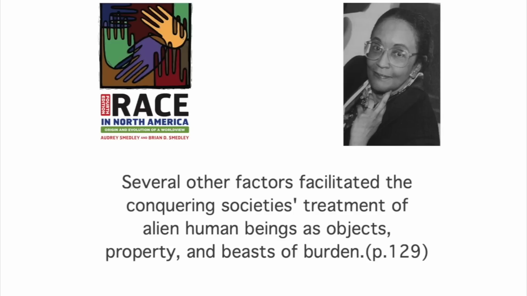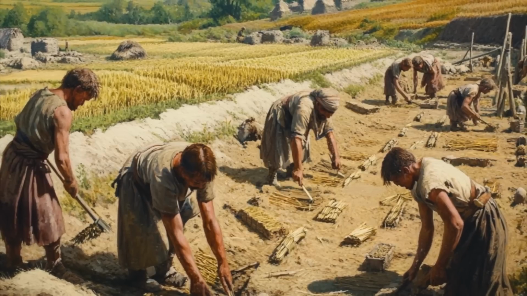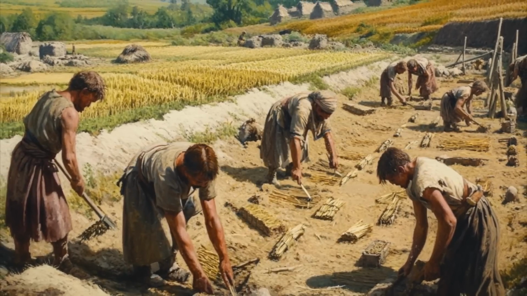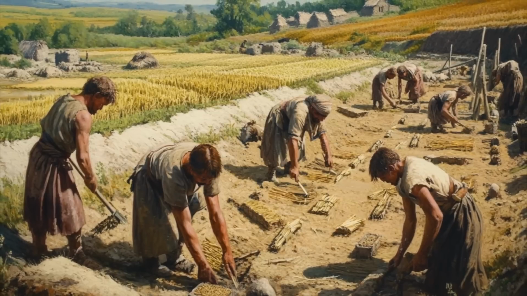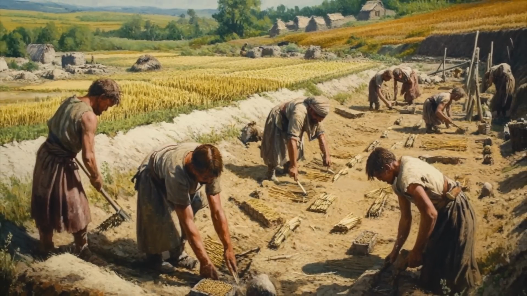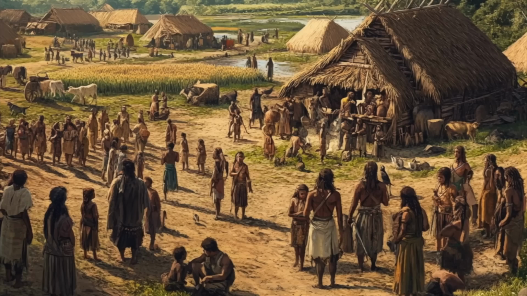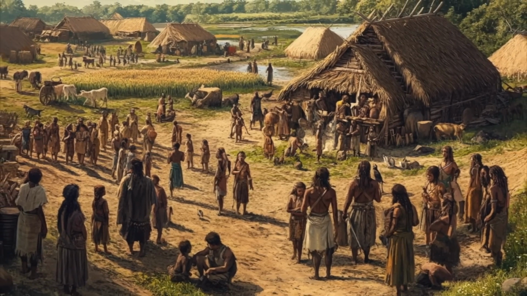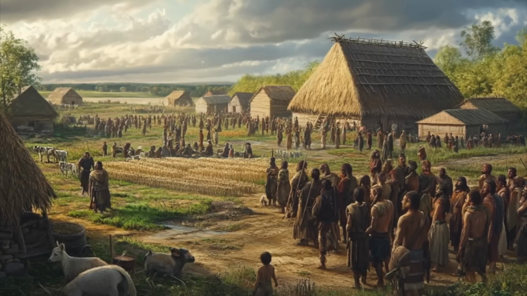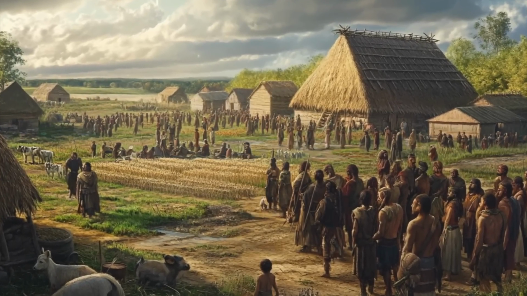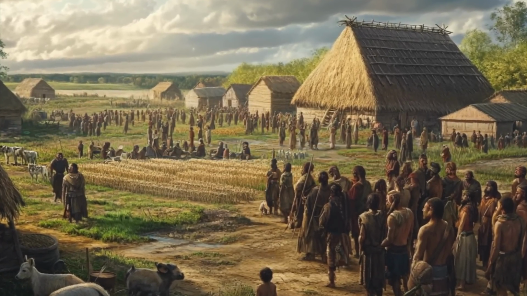Let's keep going. Several other factors facilitated the conquering society's treatment of alien human beings as objects, property, and beasts of burden. First of all, from the earliest settled Neolithic farming way of life some 10 to 12,000 years ago, when defined groups of people became associated with demarcated or divided plots of land, property relationships factored into all human relationships. In such societies, groups of people formed by kinship principles came to be identified with property, and specific kinds and pieces of property became symbols of social relationships among and between individuals and groups.